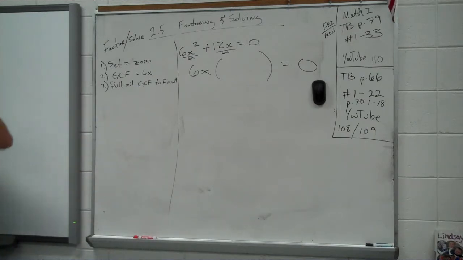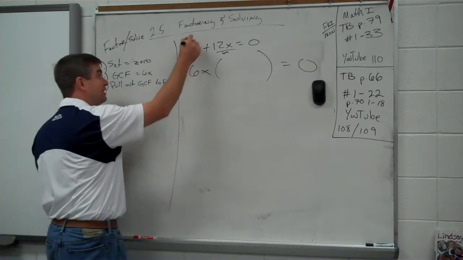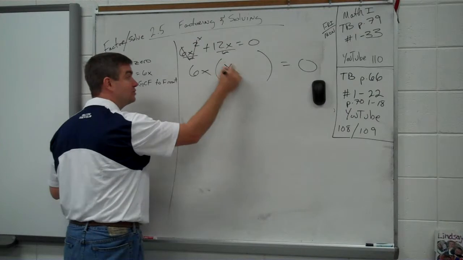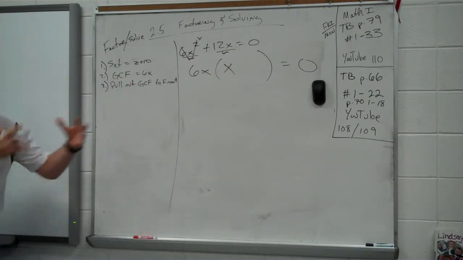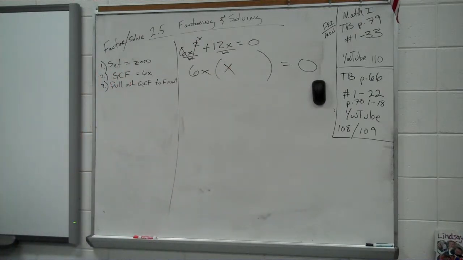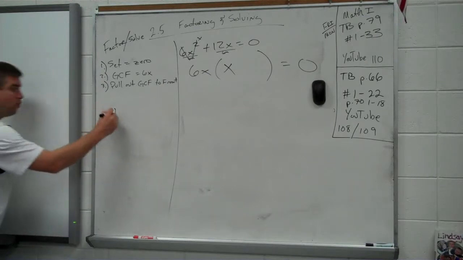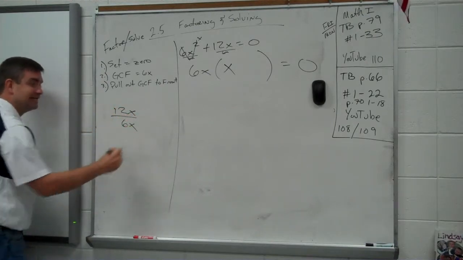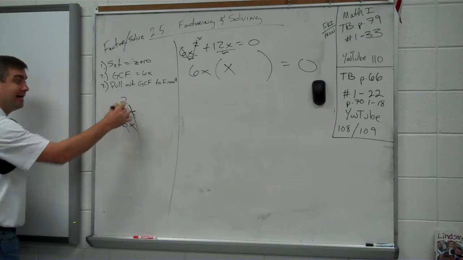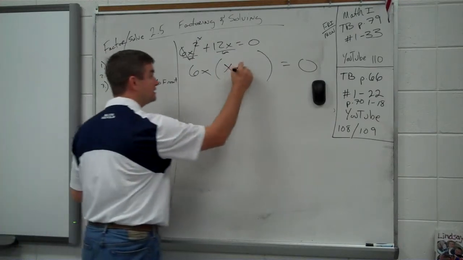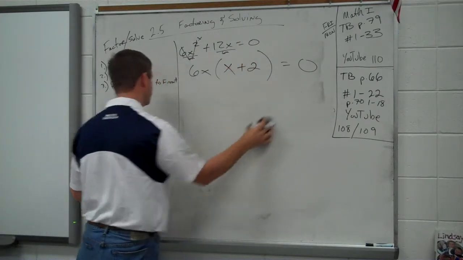What is 6x squared divided by 6x? The 6's cancel, the x's cancel, and I just have an x. So x goes right there. I pulled out a 6x to the front. How about 12x? What is 12x divided by 6x? 2. They cancel out, and I have plain old 2. So this is x plus 2 is equal to 0.